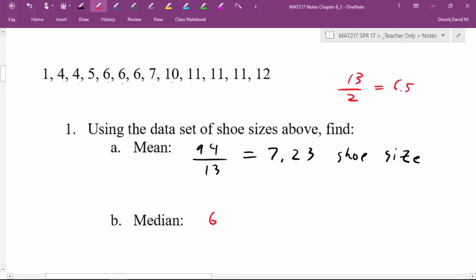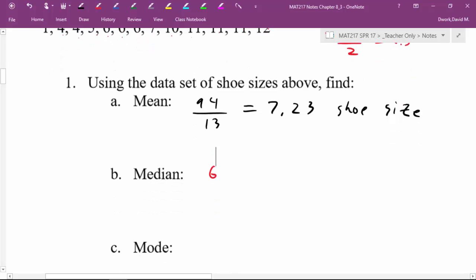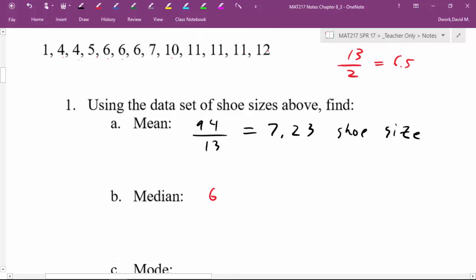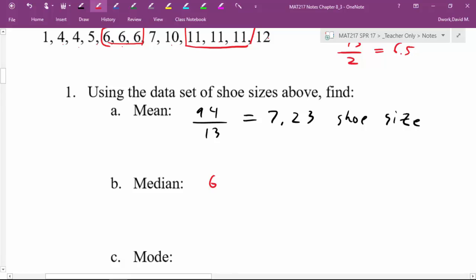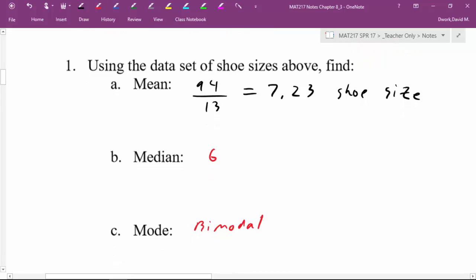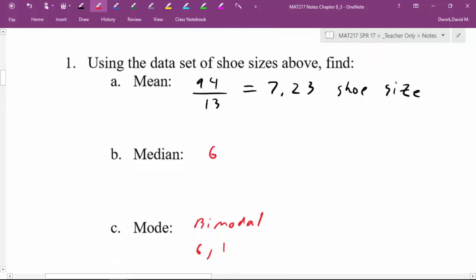Okay. Next, mode. Mode is like voting, right? Mode is what happens the most. So we're going to look for, all right, I have 1, 1, I have 2 4s, 1 5, 3 6s. That seems like a lot. 1 7, 1 10, 3 11s, and 1 12. All right, so the number that occurs the most is 6 and 11. So therefore, this answer actually has 2 modes, or aka it is bimodal. It is a bimodal distribution, but my mode is 6 and 11, and that's okay.